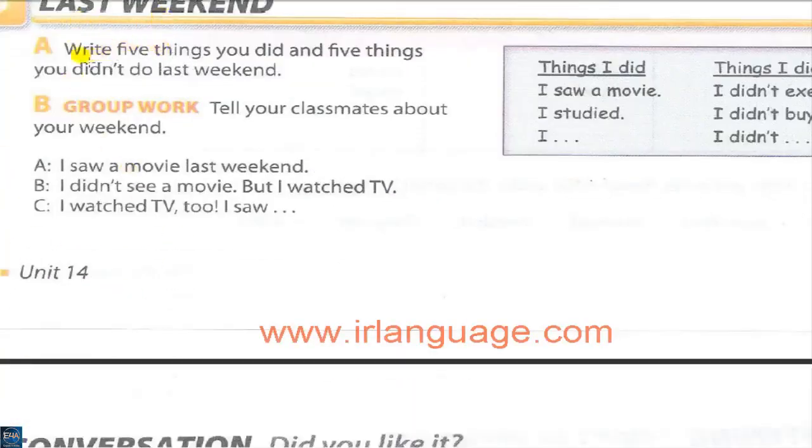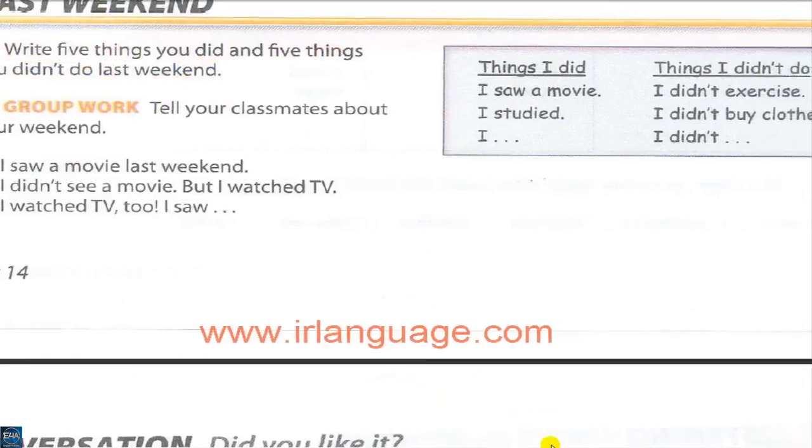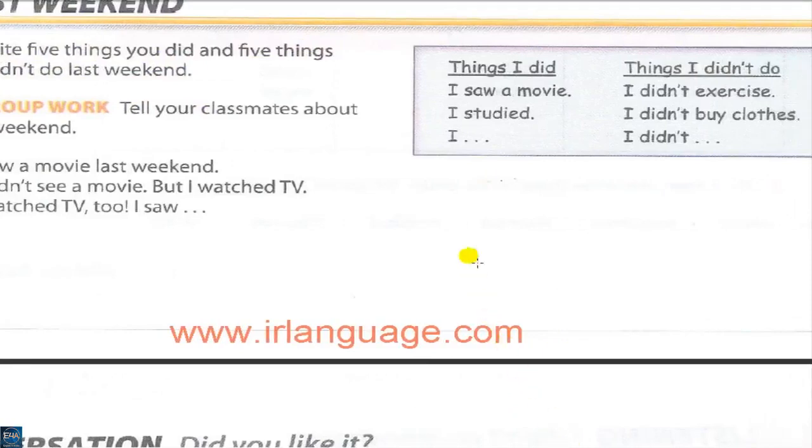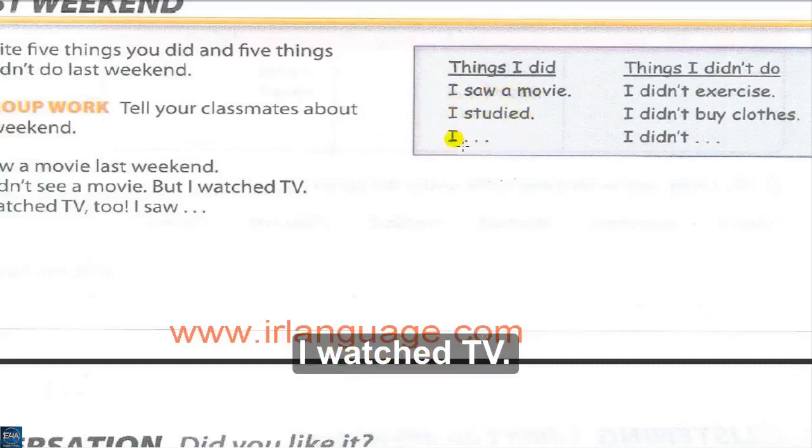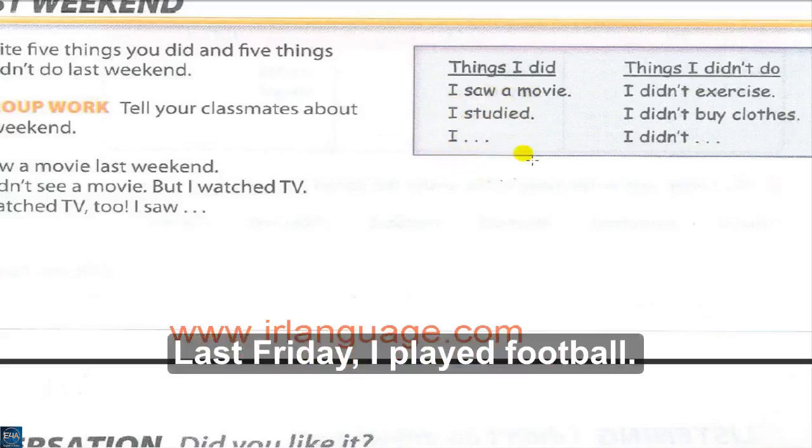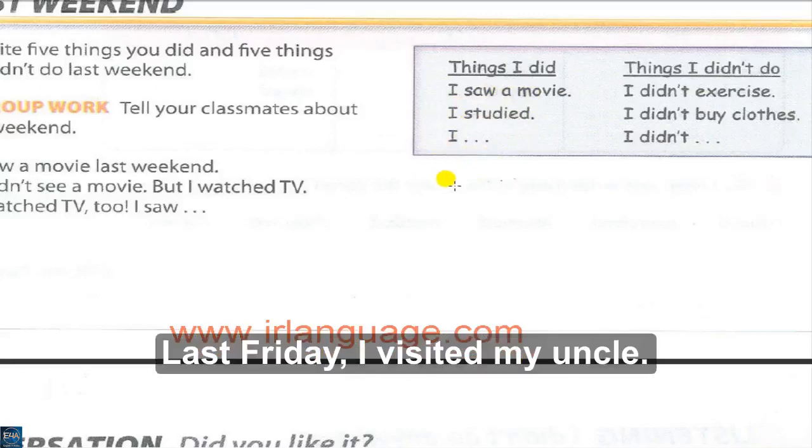Last weekend, A. Write 5 things you did and 5 things you didn't do last weekend. So in this exercise, you will tell the class about 5 things you did, like last weekend, last Saturday, last Sunday. In Egypt, Friday is a day off. The weekend is Friday and Saturday. Last Friday, I saw a movie. I studied English. I watched TV. Last Friday, I played football. Last Friday, I visited my uncle.